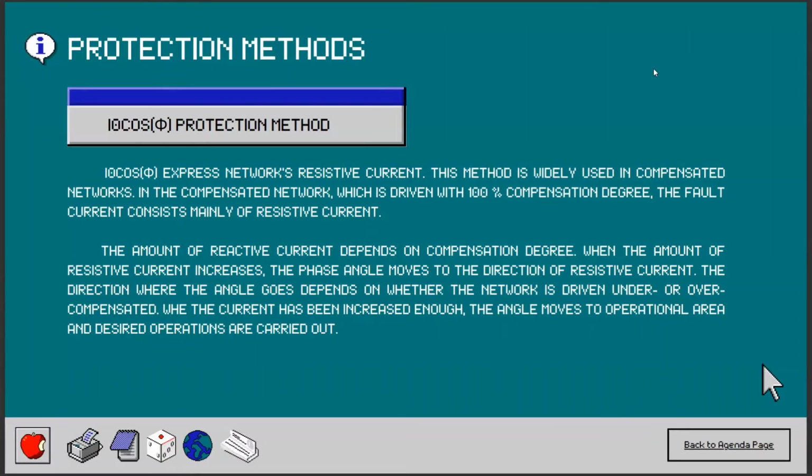The amount of reactive current depends on the compensation degree. When the amount of the resistive current increases, the phase angle moves to the direction of the resistive current. The direction where the angle goes depends on whether the network is driven under or overcompensated. When the current has been increased enough, the angle moves to the operational area and desired operations are carried out.